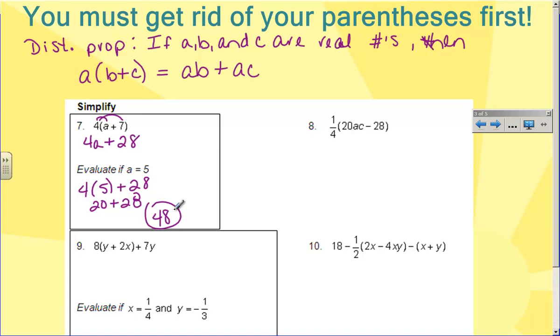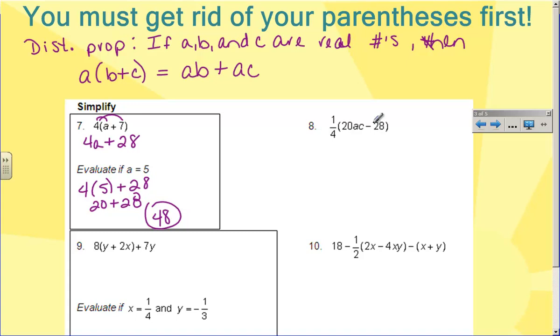Now number 8 has a fraction in front. Don't panic, don't get nervous. Fractions are numbers too. It's all okay. We're going to multiply with the fraction, which, since it says 1/4, is really the same thing as dividing by 4, because if I'm trying to find a fourth of something, I'm just splitting it into 4 pieces.